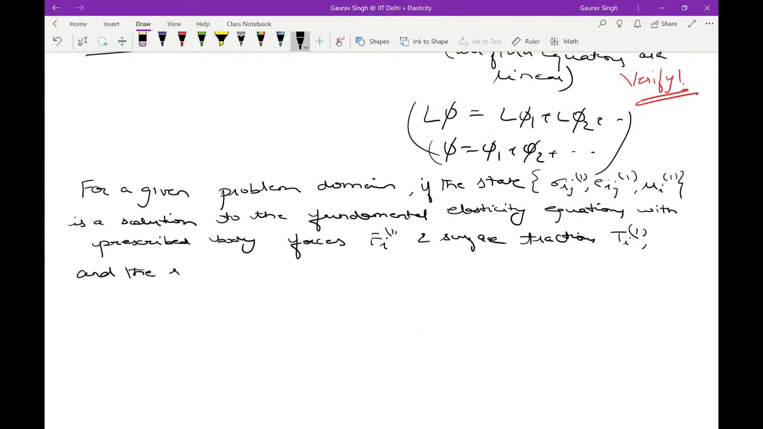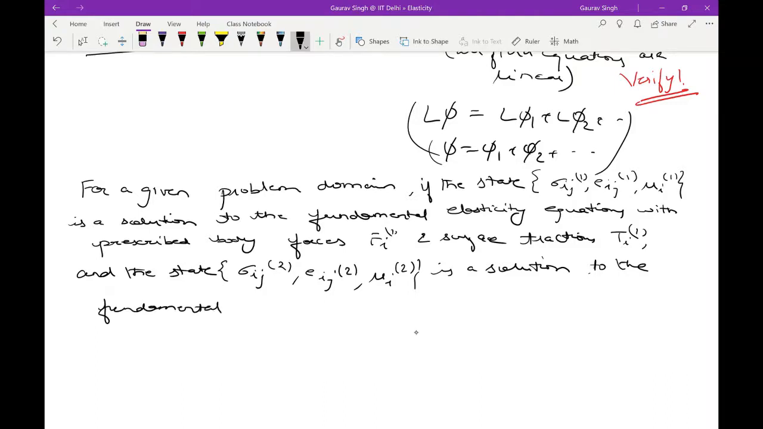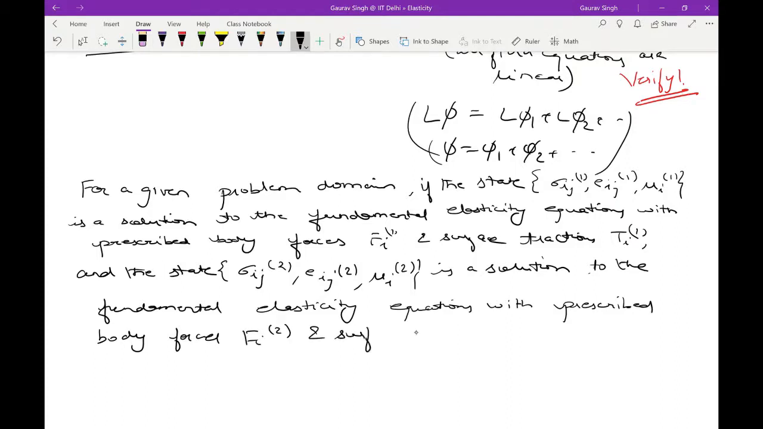And the state sigma ij of 1, eij of 2, sigma ij of 2, ei of 2, ui of 2 is a solution to the fundamental elasticity equations with body force Fi of 2 and surface tractions Ti of 2.